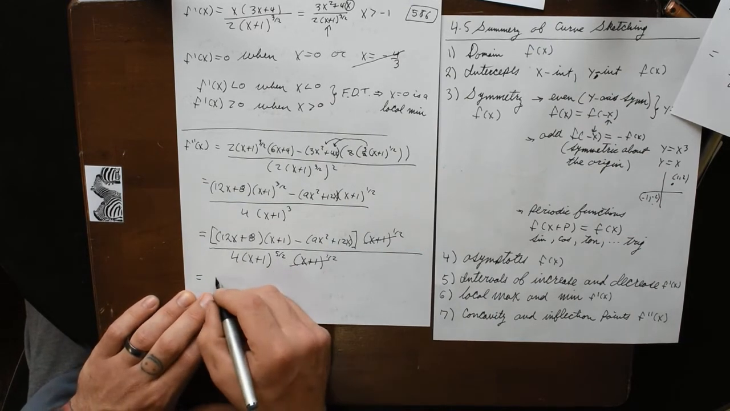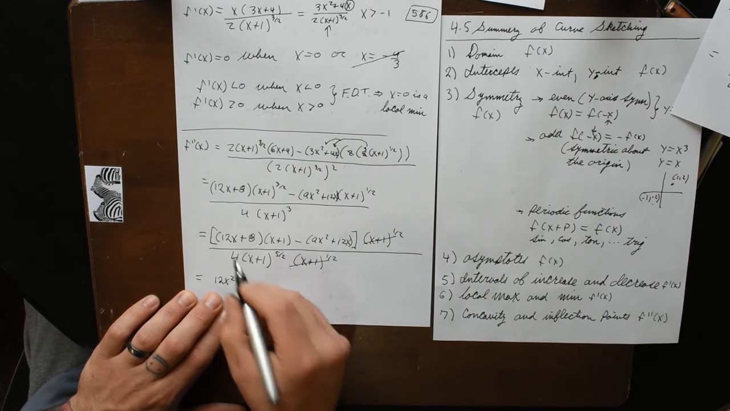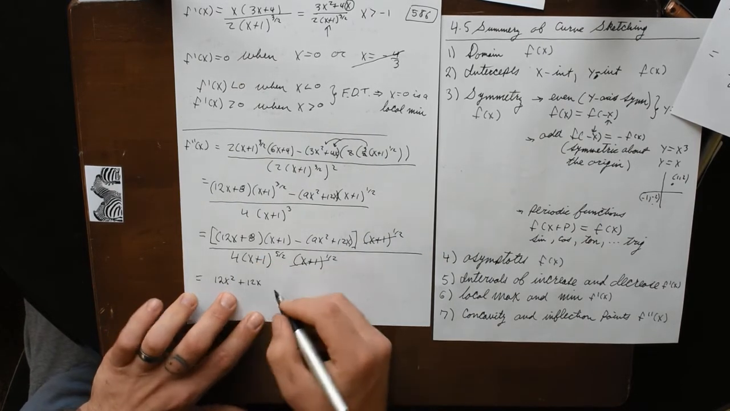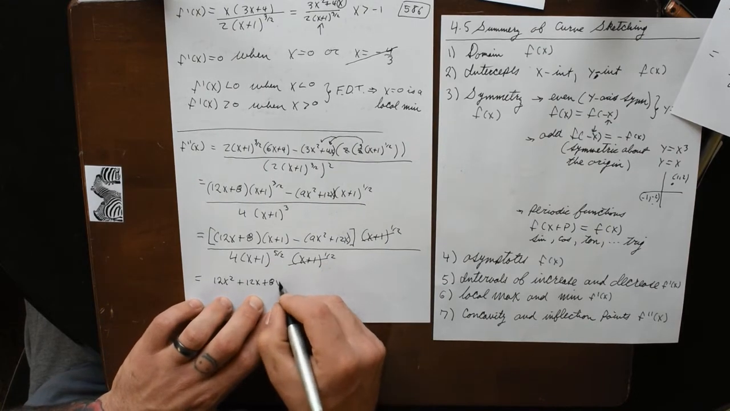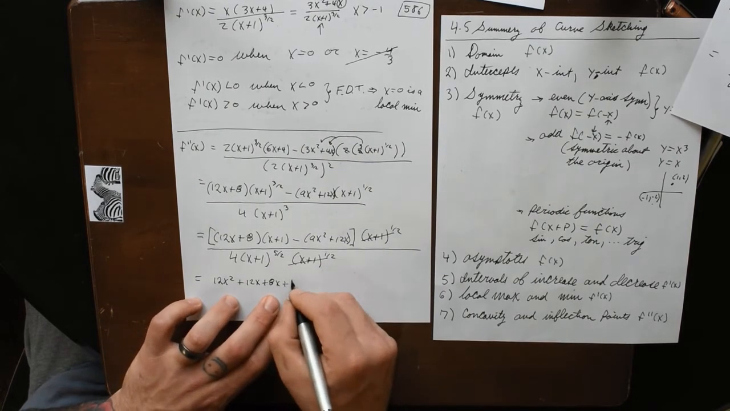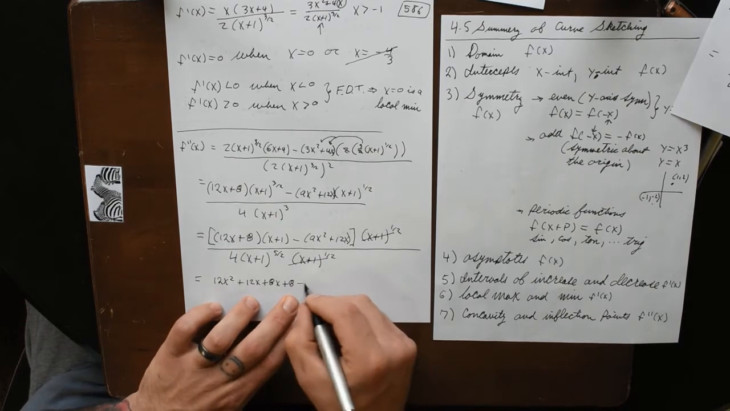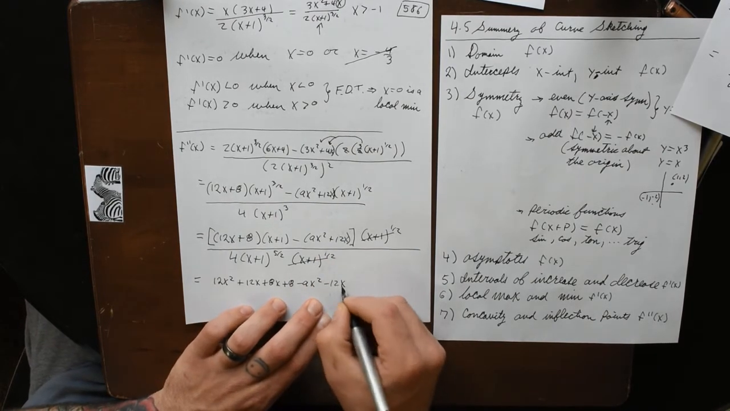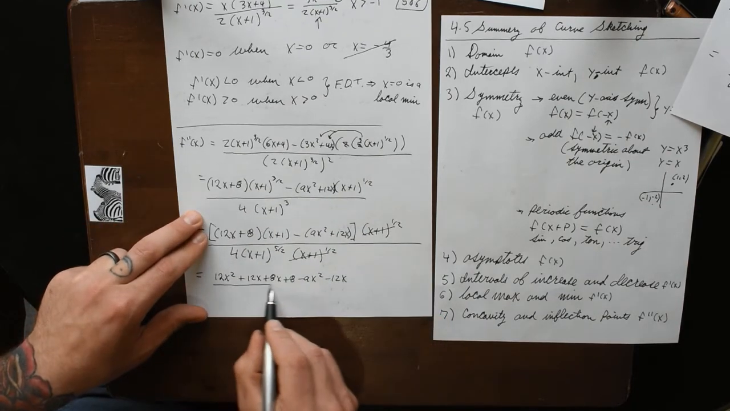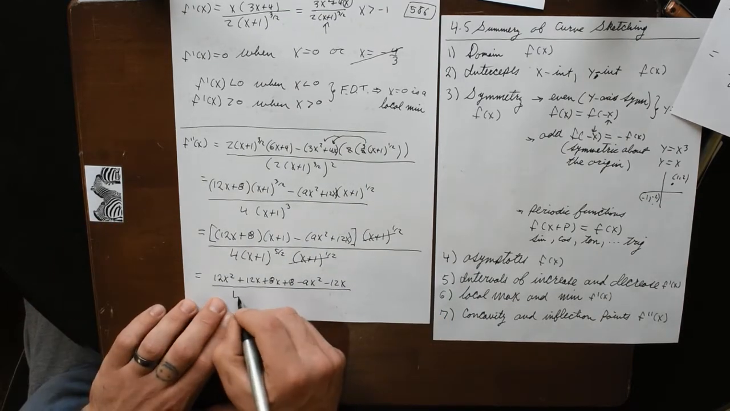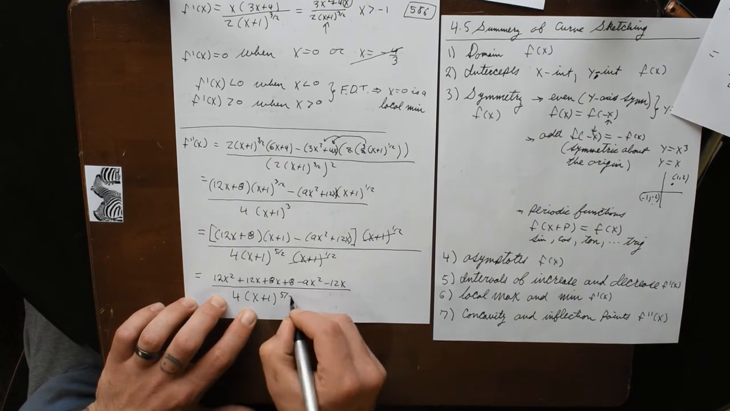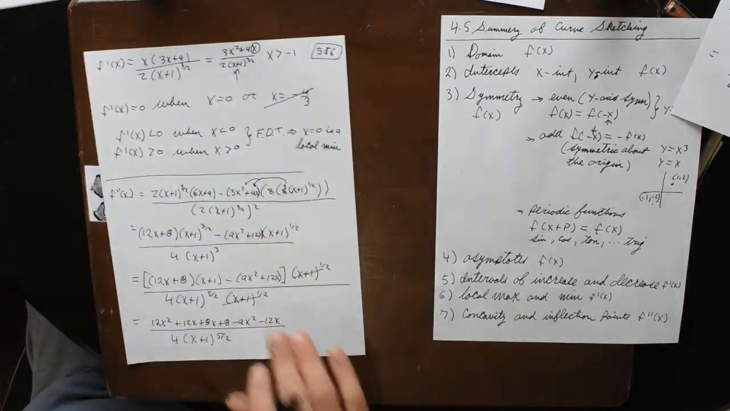12x times x gives us a 12x squared. 12x times 1 gives us a plus 12x. 8 times x gives us a plus 8x. 8 times 1 gives us plus 8. And we're going to subtract 9x squared. And we're going to subtract 12x. And all that is going to be divided by 4 times x plus 1 to the 5 halves. Almost there. Almost.